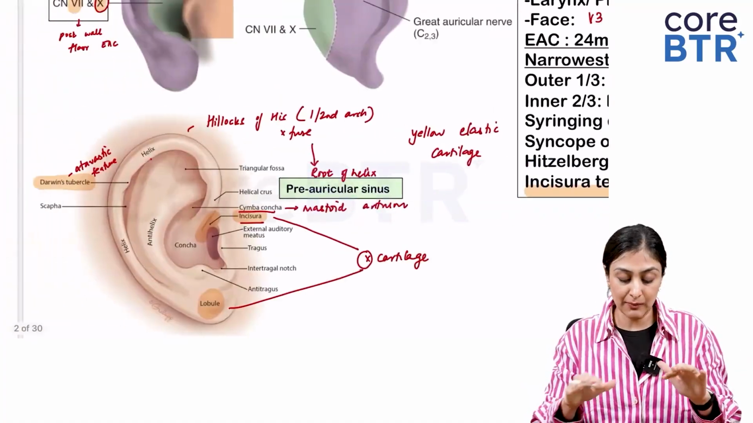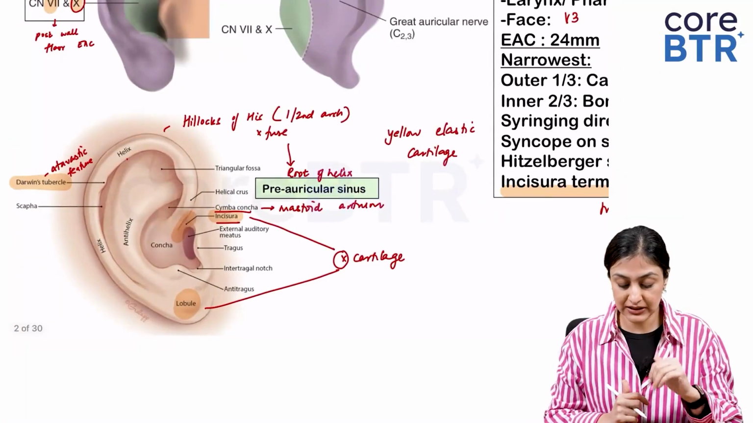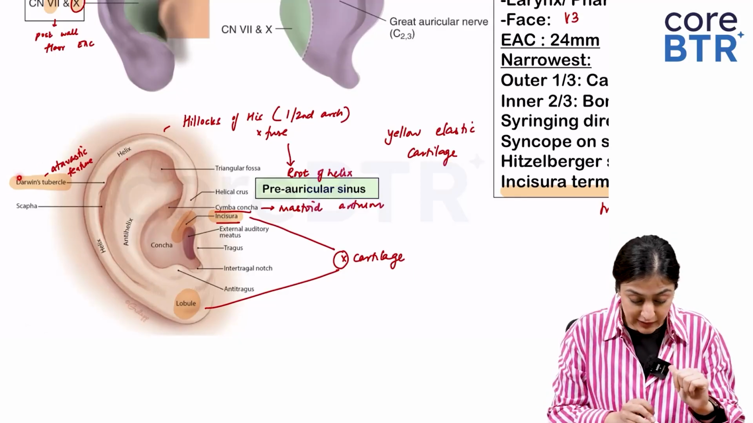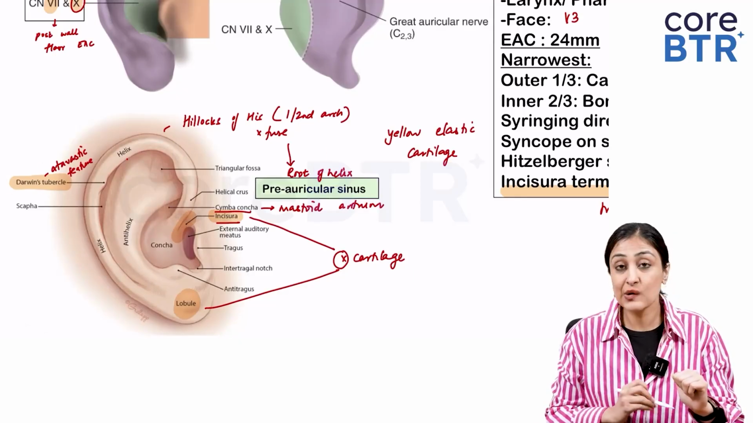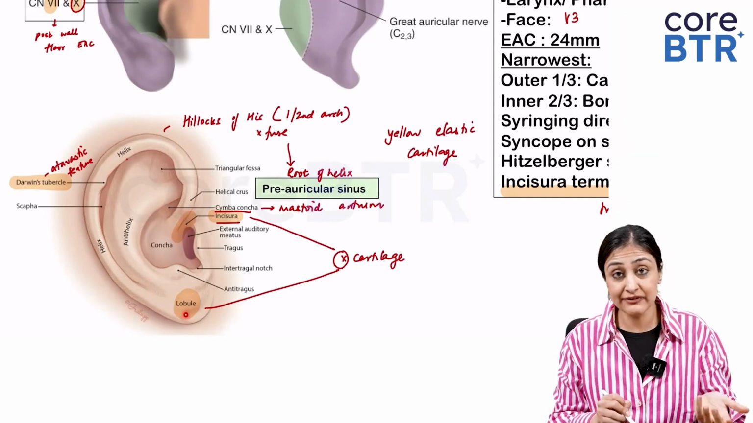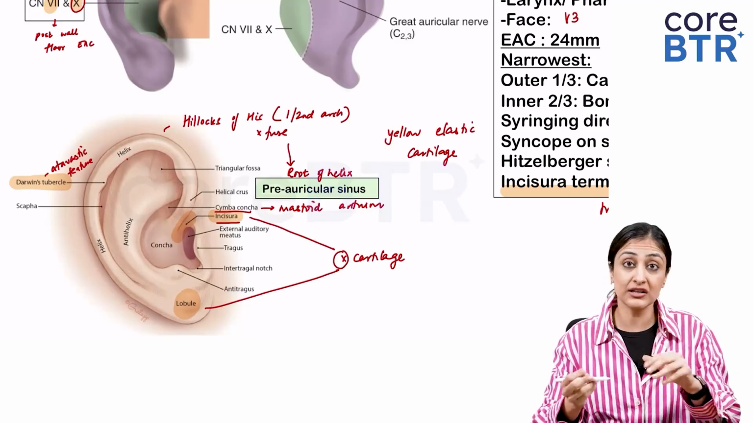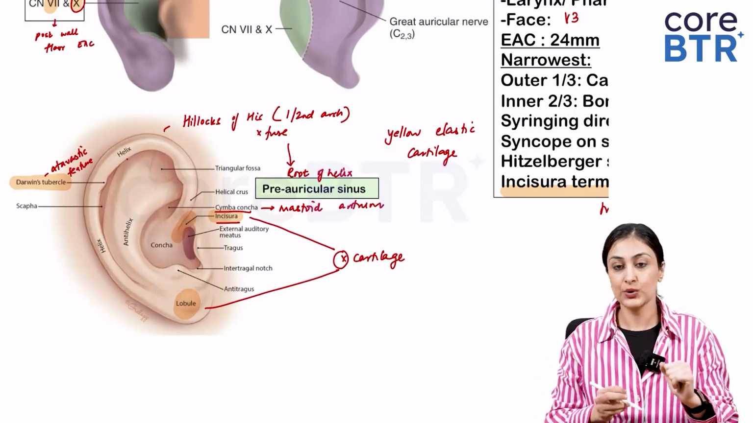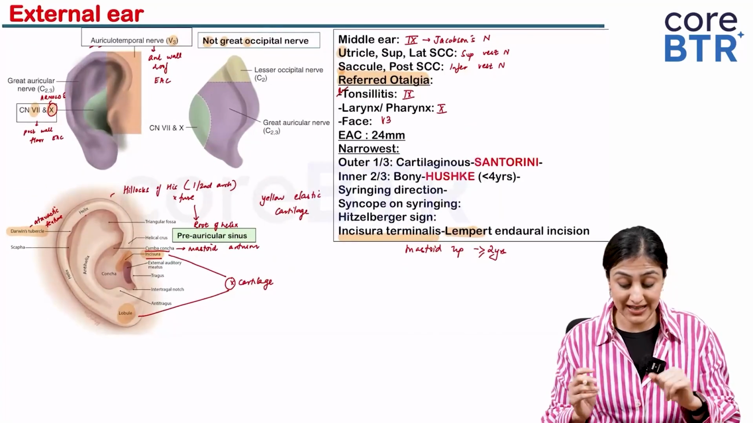So that's all about the anatomy of the external ear. What all did we learn? Darwin's tubercle, preauricular sinus is a lack of fusion, two parts which do not have cartilage, and that supra meatal concha के नीचे mastoid antrum है. Okay, so this is about the anatomy.